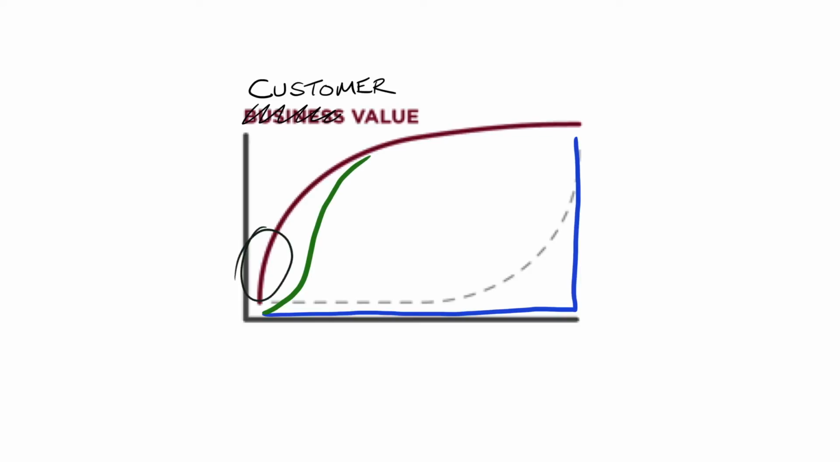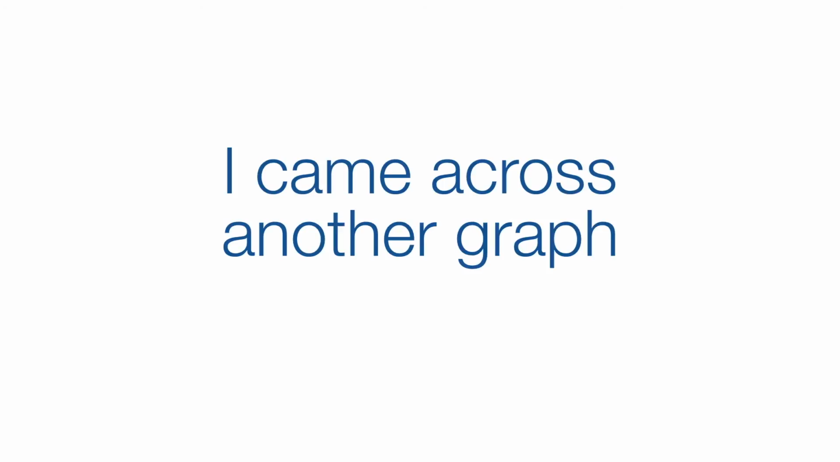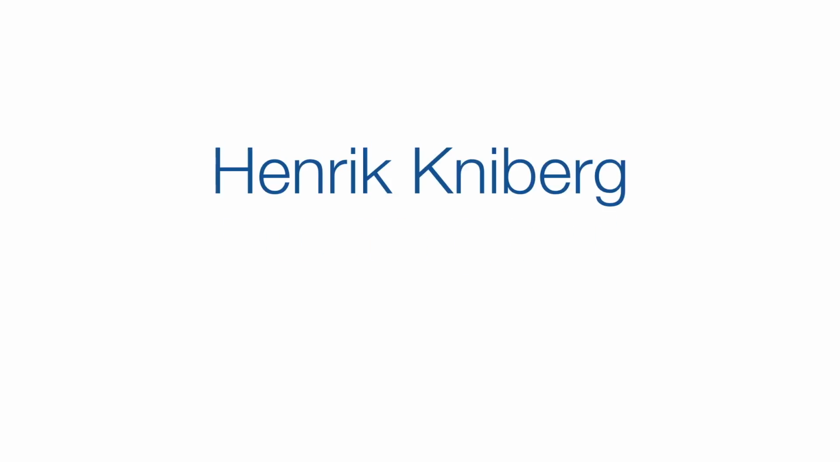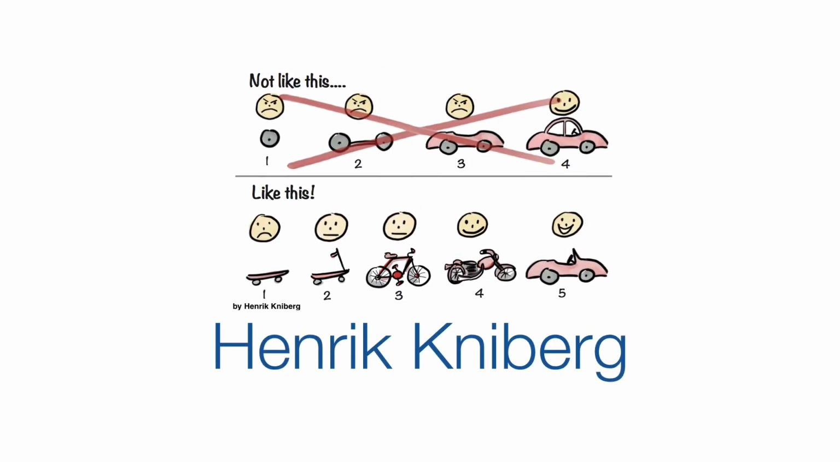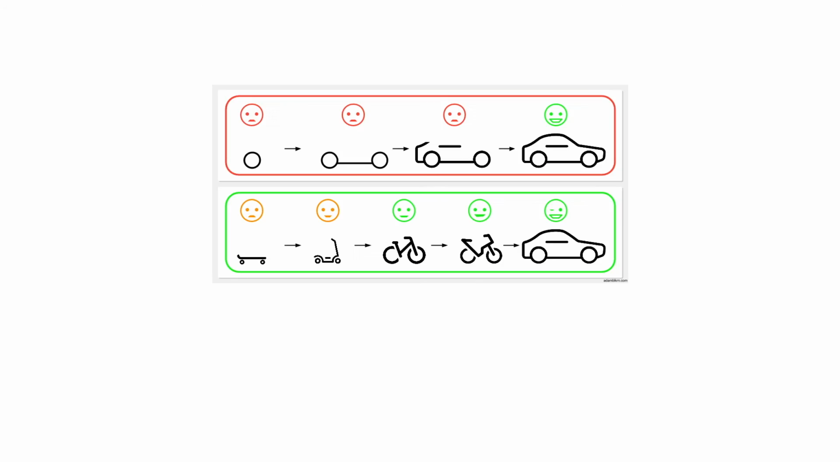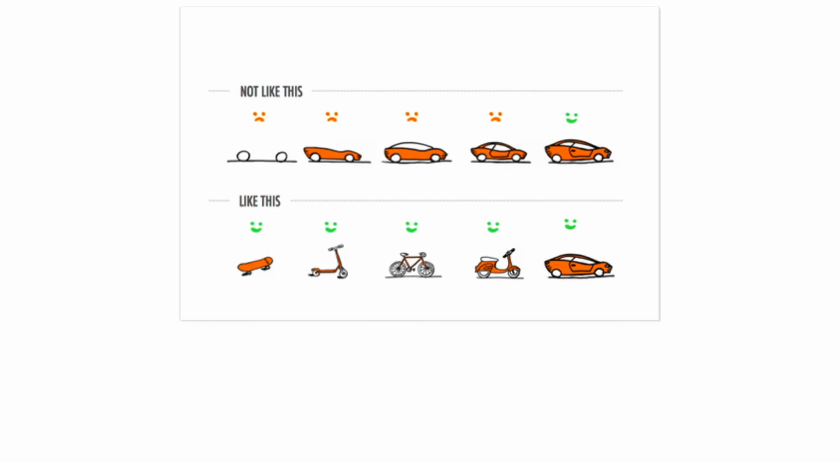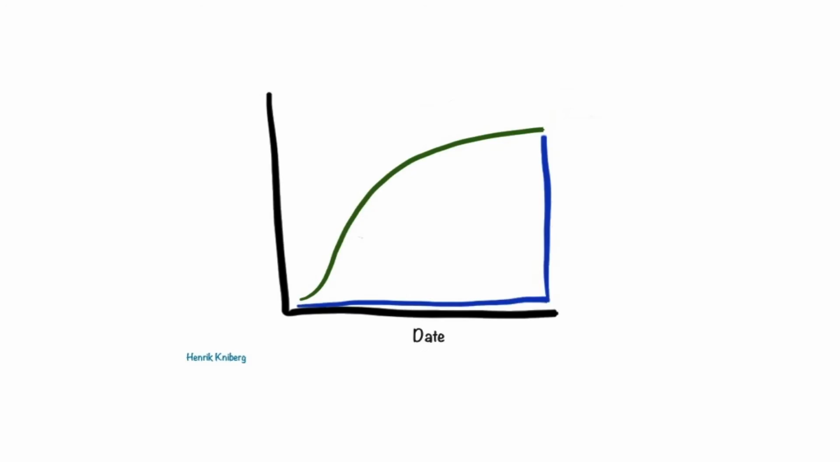While I was Googling to find every possible version of the 4 graphs, I came across another graph by a guy called Henrik Kniberg. You may have come across him before. We've actually mentioned him a couple of times here on Development That Pays. His image illustrating the right way and the wrong way to do a minimum viable product went viral, and, like the 4 graphs, has been much reproduced across the internet. The image I want to show you today is Henrik's take on the value graph.